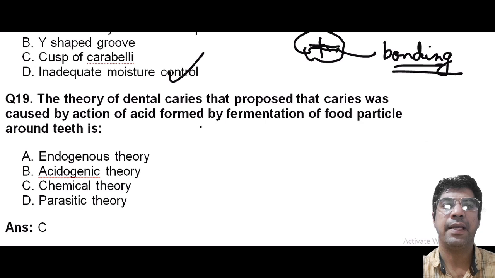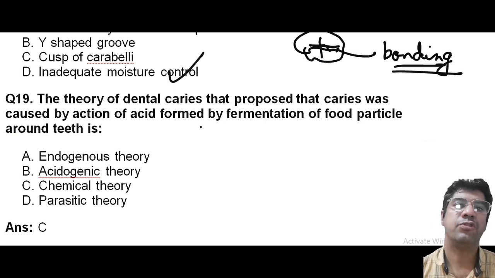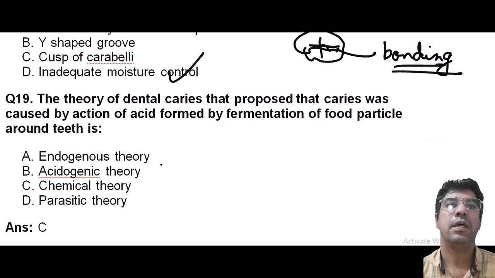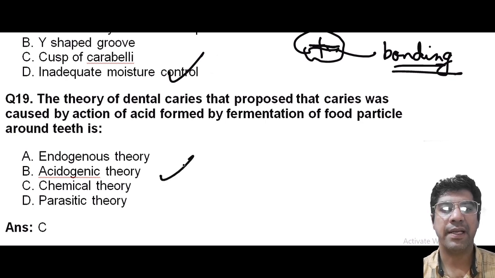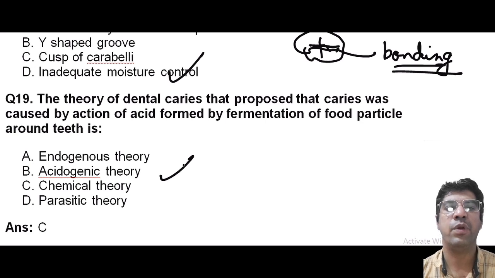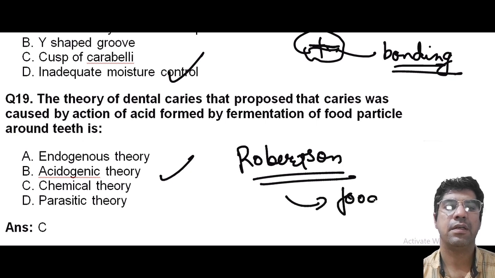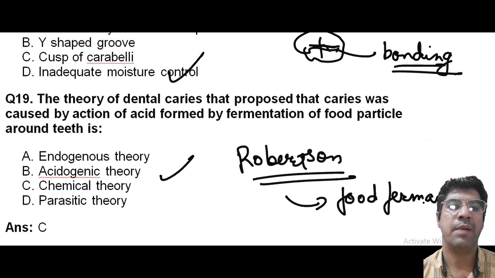The theory of dental caries that proposes that caries was caused by the action of acid formed by fermentation of food particles around the tooth is the chemical theory of dental caries. This theory is based upon Robertson's work, that production of acid as a result of food fermentation plays a role in the development of dental decay.